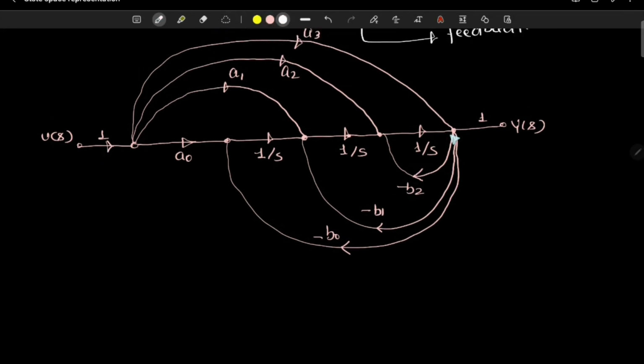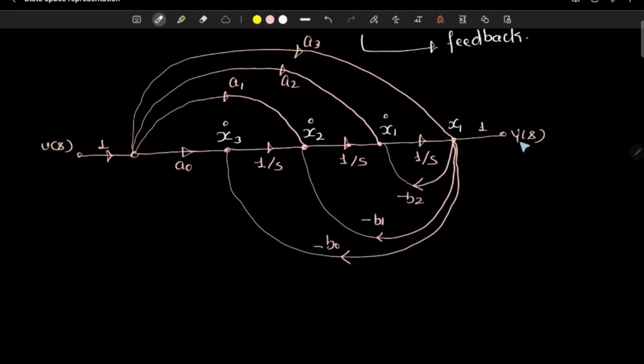Now take this point as x1, this will be x1 dash, because this is 1 by s. 1 by s of x1 is nothing but integration of x1, so this will give you x1. So we can take this as x1 dash, or differentiation of x1, that will be x2, and this will be x3. Okay, so I will take x1 dash as x2. So this will be x2 dash, and this I will take as x3.